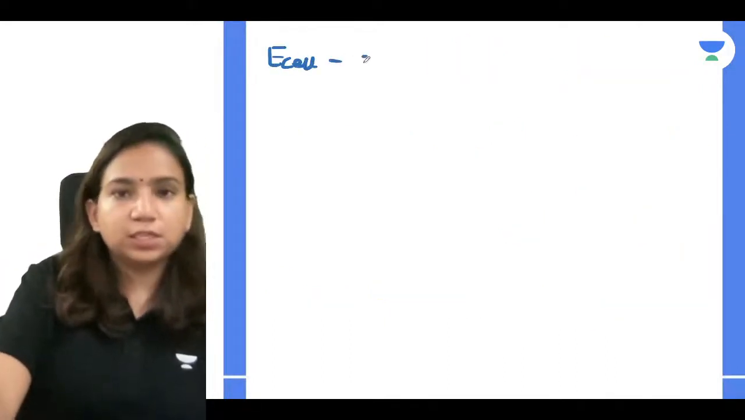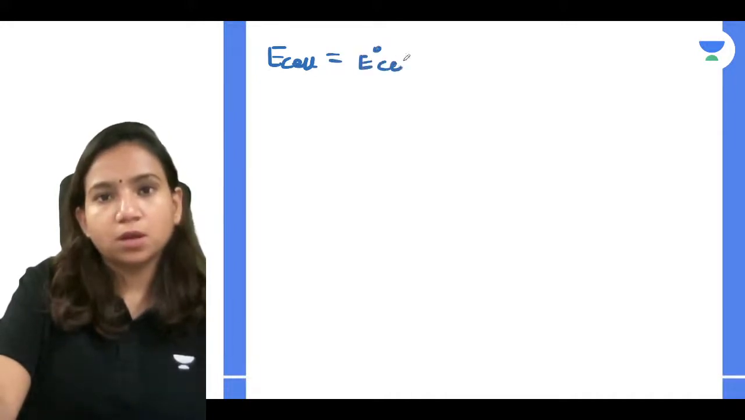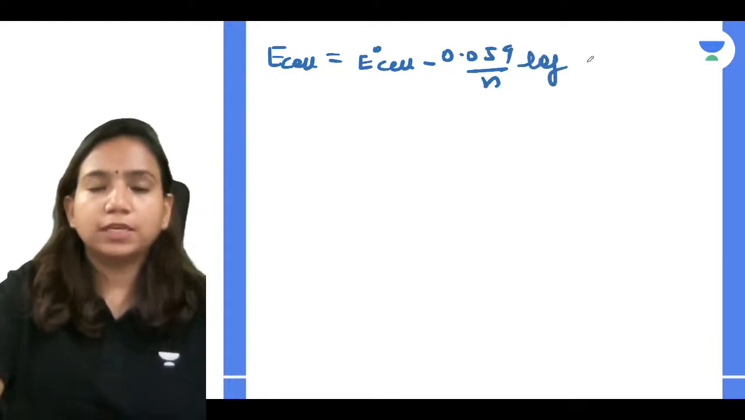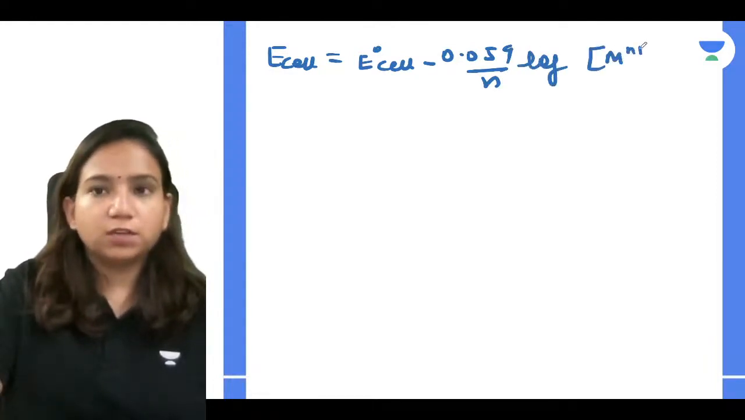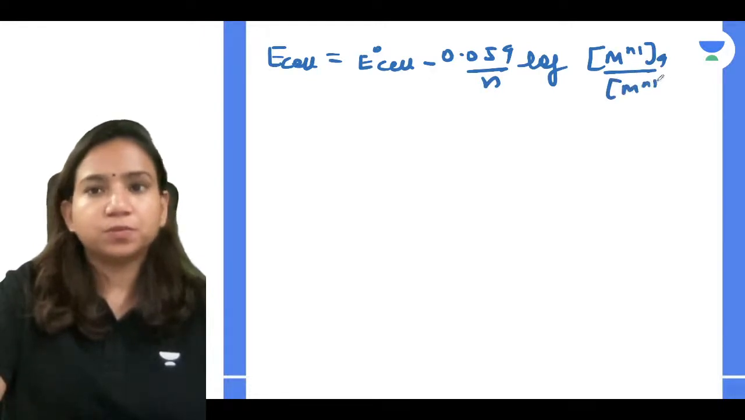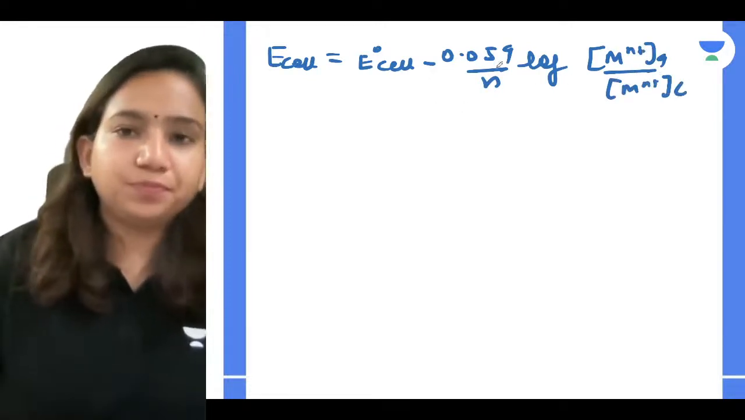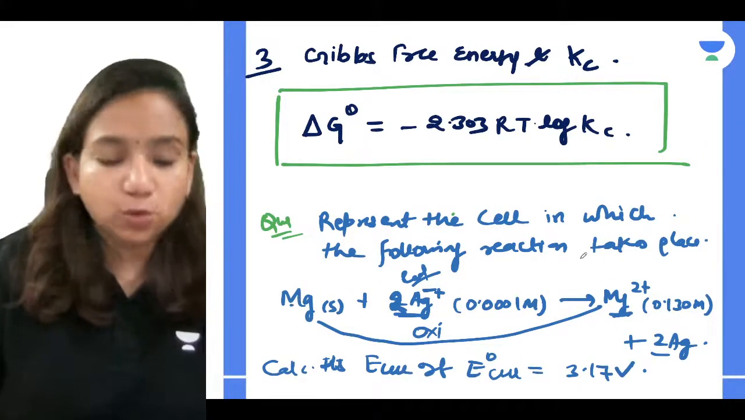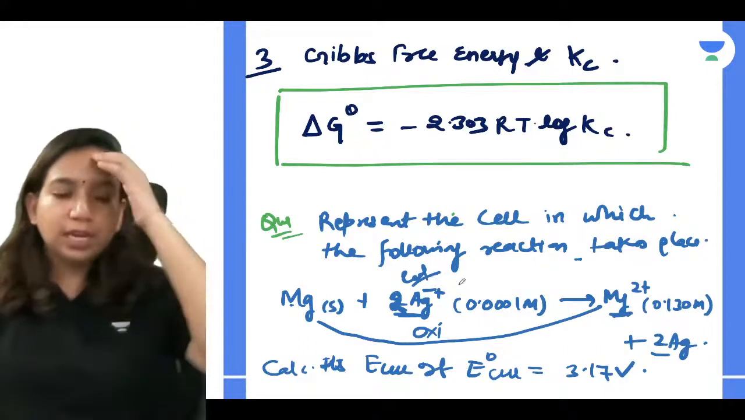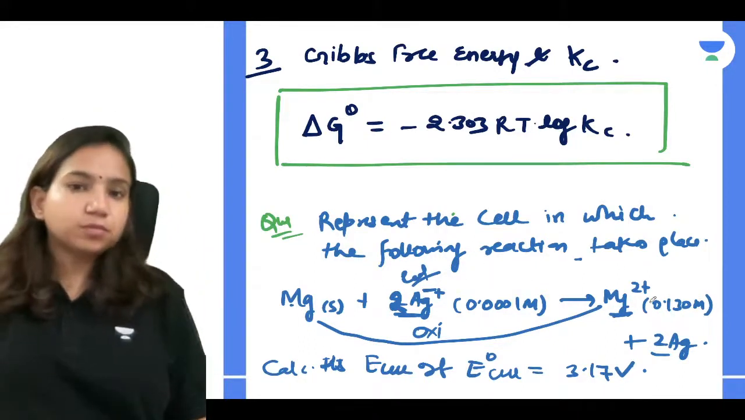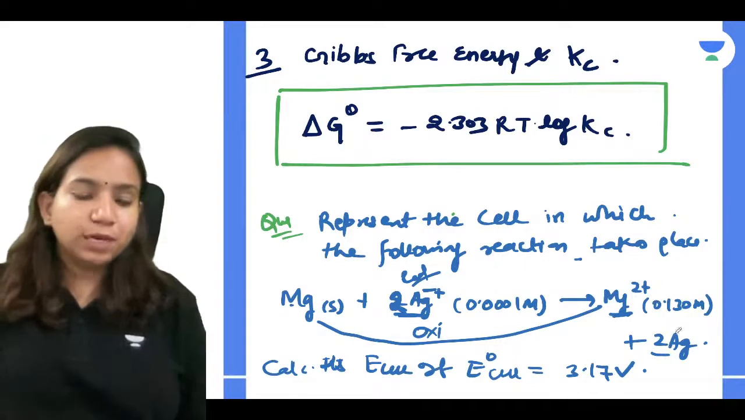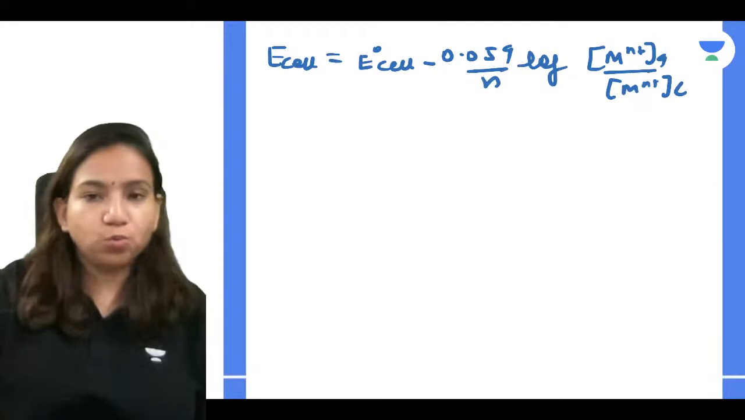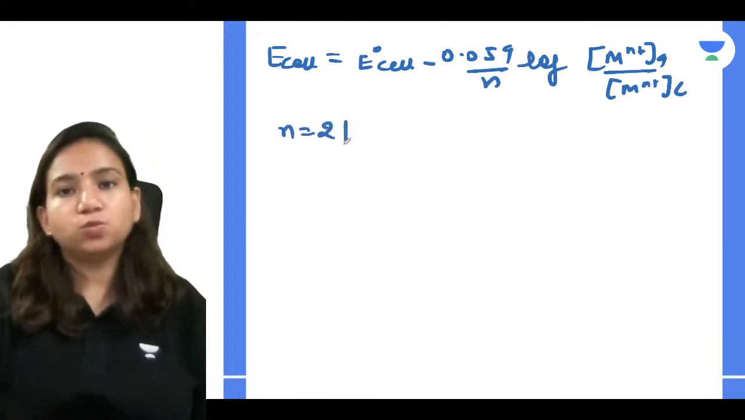So my formula is E cell is equal to E naught cell minus 0.059 divided by N log concentration of anode divided by concentration of cathode. Now here it's a simple thing. How many electrons are involved? Magnesium is losing 2 electrons and those same 2 electrons Ag is gaining, forming the silver metal. So the total number of electrons involved over here is 2. Very good.